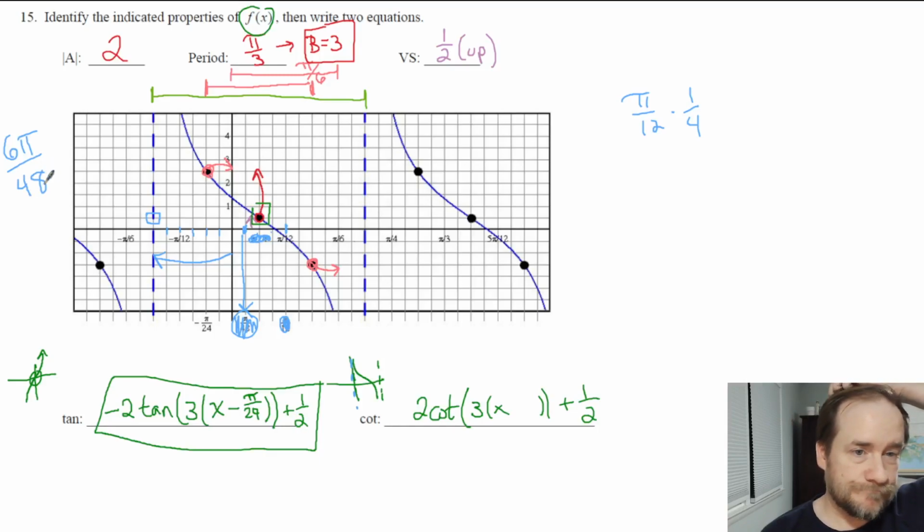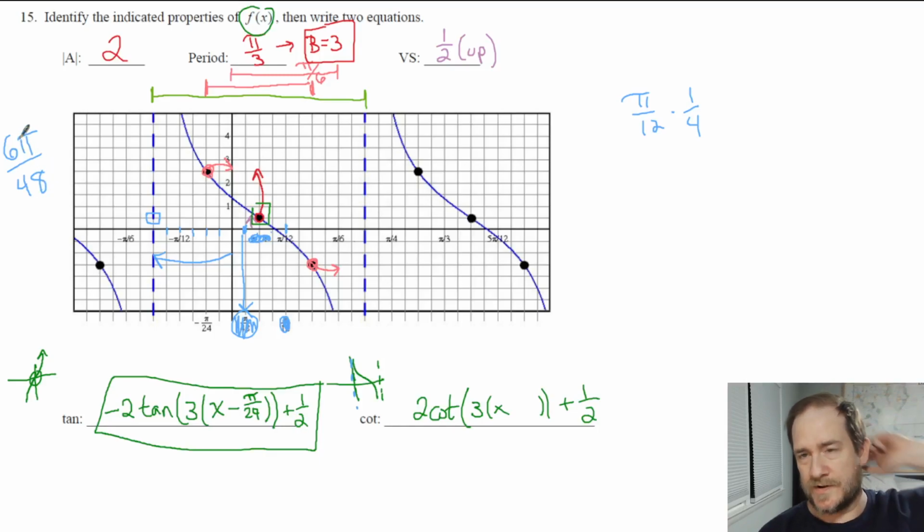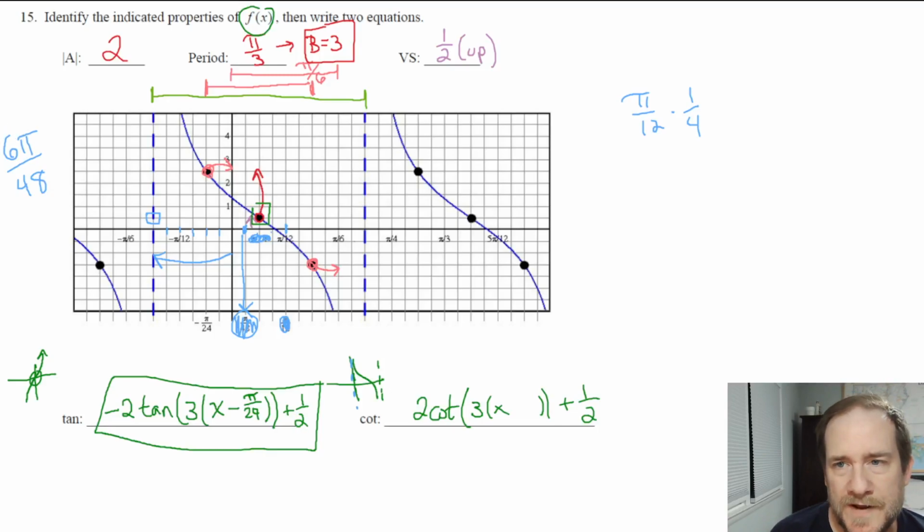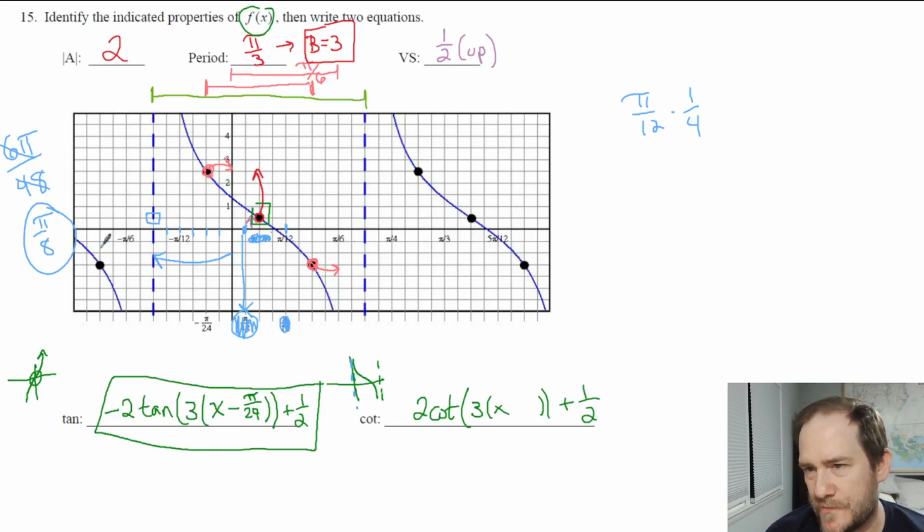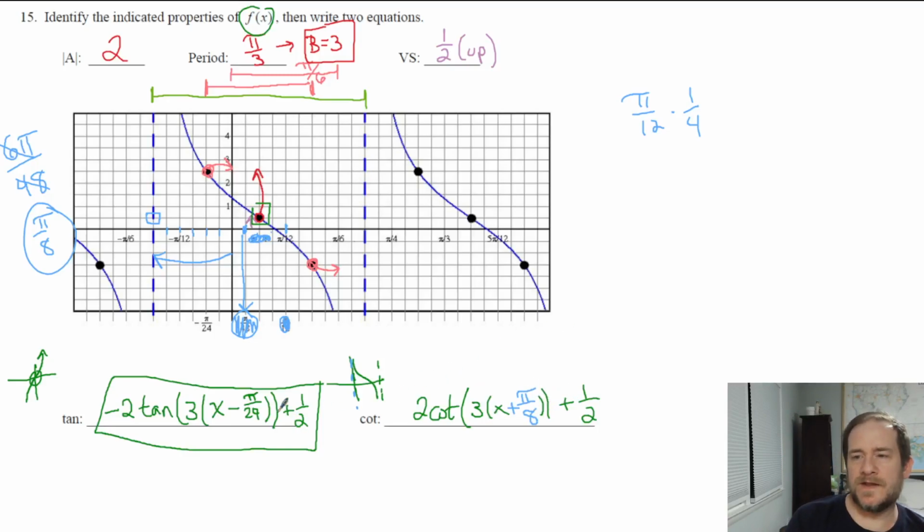And so come hell or come high water, you guys are going to be reducing fractions, I hope. But I can reduce this. They're both divisible by certainly 2, but 6. They're both divisible by 6, giving you just pi over 8. So that's our phase shift, and we're going to the right, so it's plus. It's plus pi over 8. And that'll do it. That's a tangent equation and a cotangent equation. Hopefully that clears up any confusion.